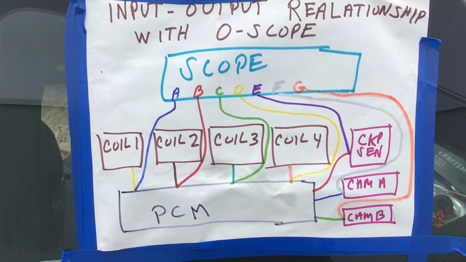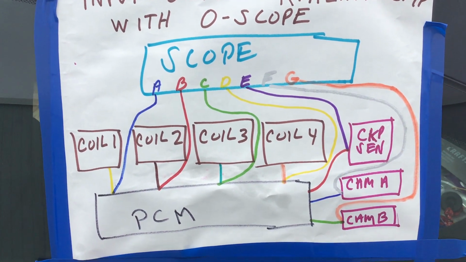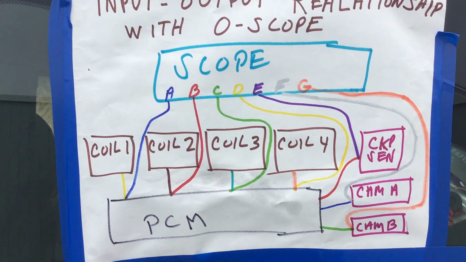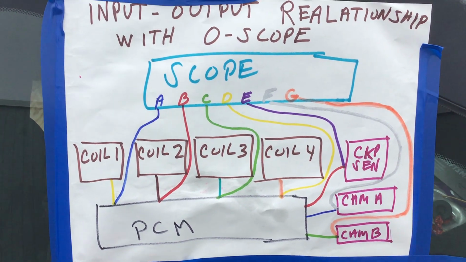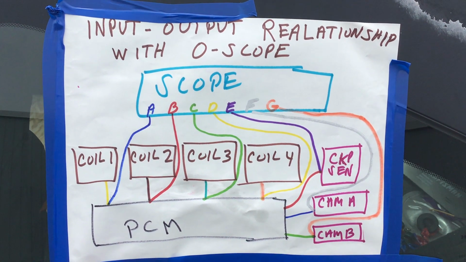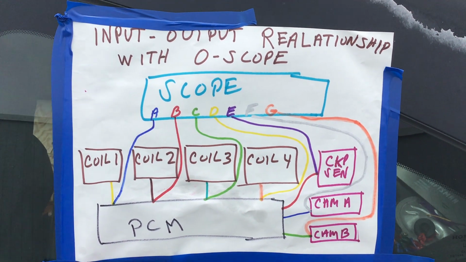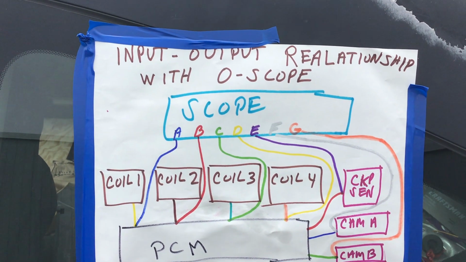But I just want to concentrate on the inputs of the crank sensor and the 2 cam sensors as they go into the PCM, and the PCM controls the triggers on the output to create ignition. On the scope, we're going to see that direct relationship between the inputs, the crank and the 2 cams, and how they line up. They're right in sync with the triggers of the ignition coils.